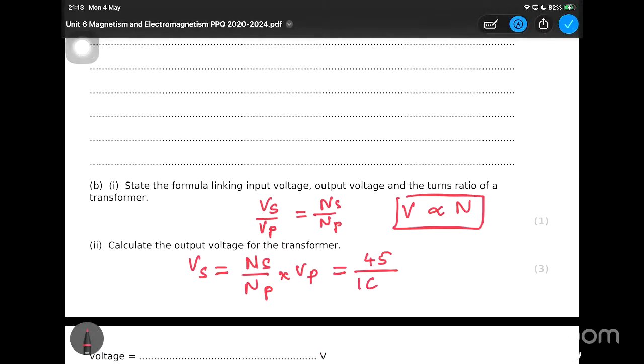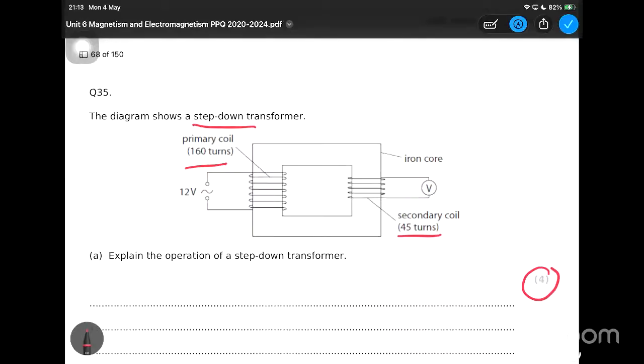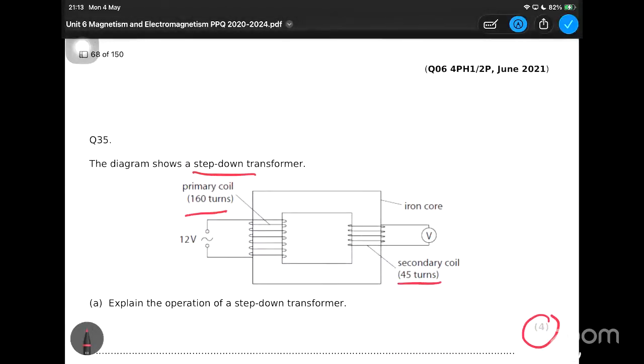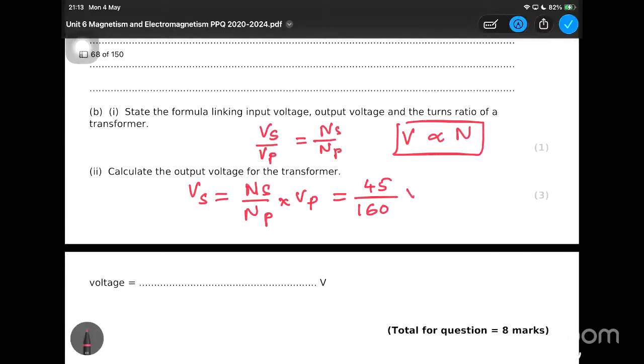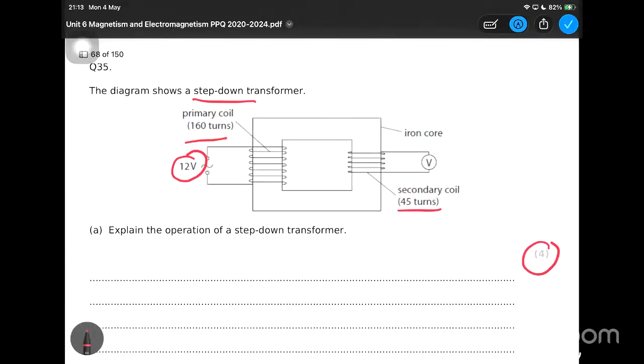And the initial one, the primary one, it had 160. And here the voltage given is 12. The voltage is 12. So the answer would be 45 divided by 160 multiplied by 12. Voltage 3.375. Yeah, it can be the answer.